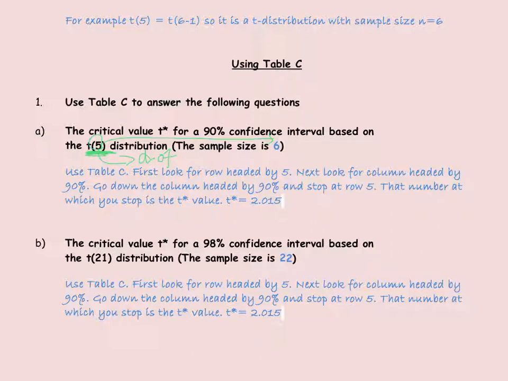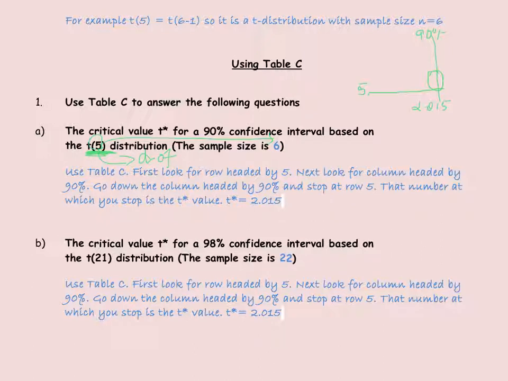But what we need really for looking for values in the table is the degrees of freedom. So this is exactly how we do it. We look for degrees of freedom 5. We go across the row for degrees of freedom 5, and then we look for a 90%, which is the column headed by 90%. We go down that column. Where the two intersect, that number gives us the T star value, and that T star value is 2.015. So if you have the table in front of you, it's easy to understand exactly what I'm explaining.